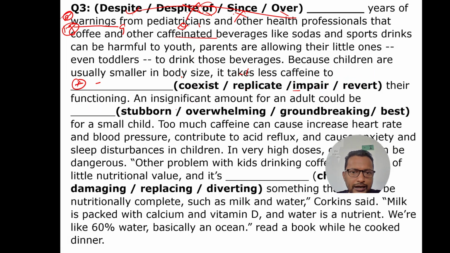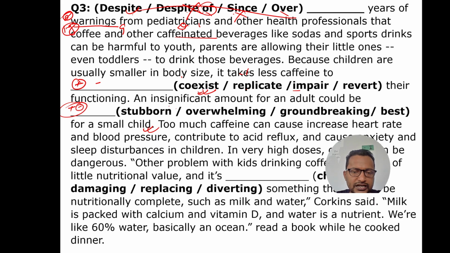So now, an insignificant amount for an adult could be dash for a small child. You need a positive or negative word here. You need a negative word, right? Because the amount considered insignificant for adults would be damaging for a small child, right? So now you need a negative word.